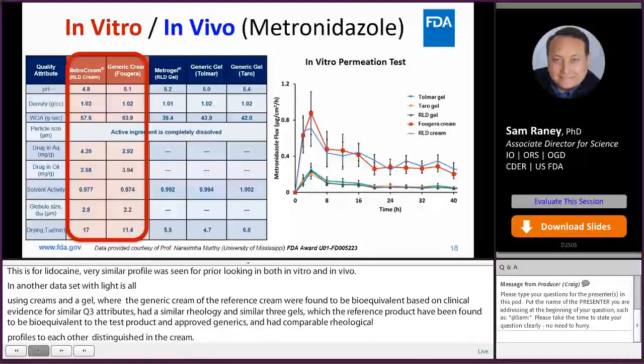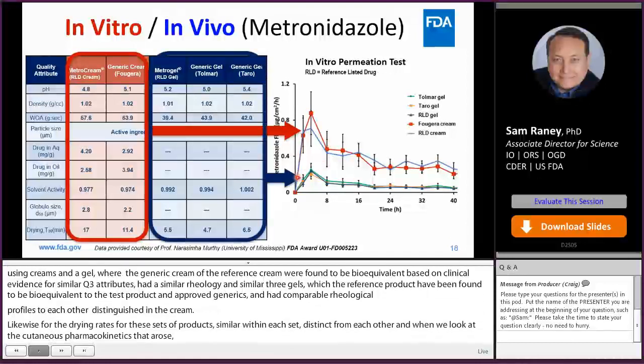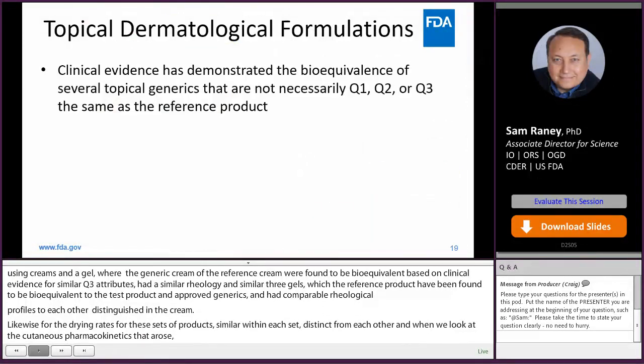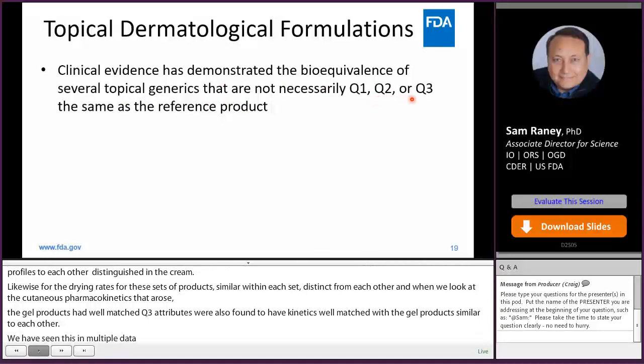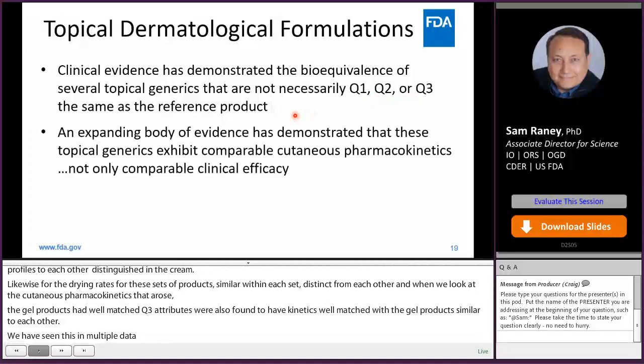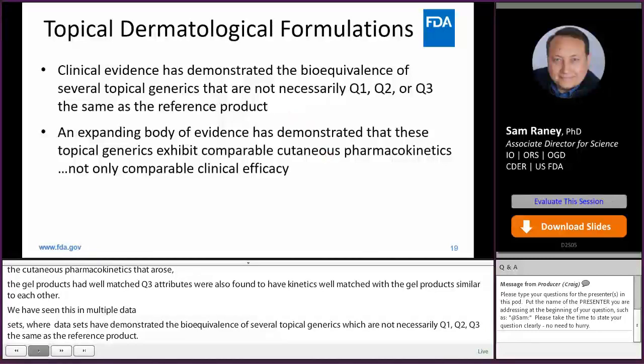cutaneous pharmacokinetics that arose, the gel products, which were found to be clinically bioequivalent, which had well-matched Q3 attributes, were also found to have well-matched cutaneous pharmacokinetics that was distinguished from those of the cream products that was all very similar to each other. In fact, we've seen this in multiple data sets where clinical evidence has demonstrated the bioequivalence of several topical generics that are not necessarily Q1, Q2, or Q3 the same as the reference product, and an expanding body of evidence has demonstrated that these topical generics exhibit comparable cutaneous pharmacokinetics, not only comparable clinical efficacy.